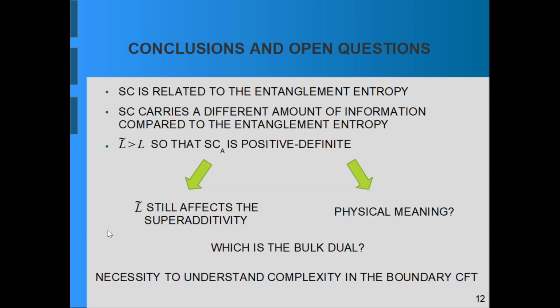Summarizing, we have seen that subregion complexity is related to the entanglement entropy, but it carries a different amount of information. One of the interesting conjectures, the gravitational action, depends on an arbitrary length scale L tilde, which affects superadditivity properties, and this calls for a physical interpretation. In conclusion, we are not able to say which is the bulk dual, and to answer this question, we have to understand complexity in the boundary conformal field theory. Thanks for your attention.